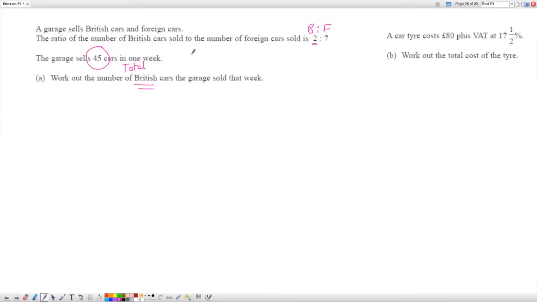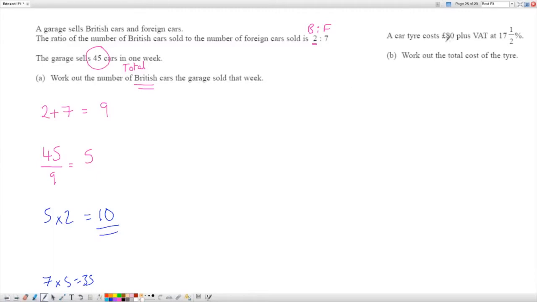So this is sharing an amount into a given ratio. Step 1, add up the parts of the ratio, 9 parts. Step 2, divide our total, 45, by the number of parts, which gives us the value of 1 part, 5. But we need 2. So 5 times 2 gives us the total of 10 British cars. If it was foreign cars, we'd be doing 7 times 5, 35. But this is the answer they require here for this question.